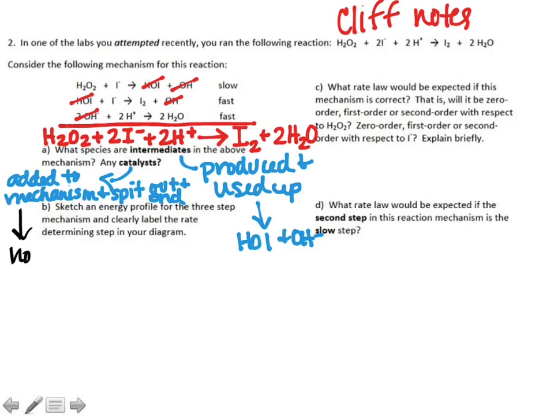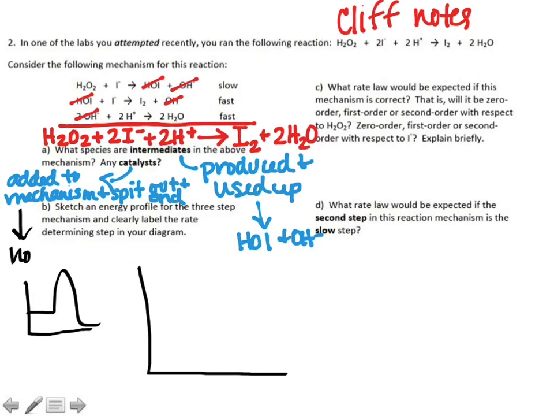If we would have put in HOI, or which one do we have? We don't have one that we could do. We're going to see one here in a minute. Okay. So what it wants us to do is sketch an energy profile. You guys remember what energy profiles look like? Something like that. Maybe like that. Okay, so that's an energy profile. We don't have any other information if it's endothermic or exothermic, but we want to label the rate determining step in the diagram.